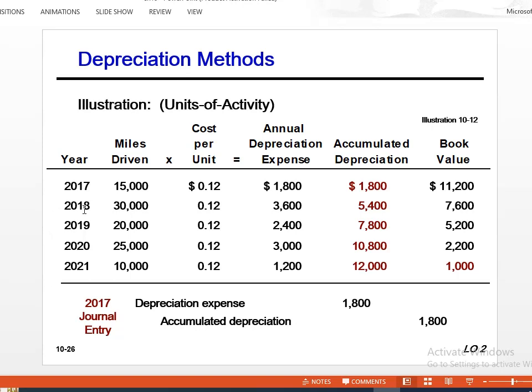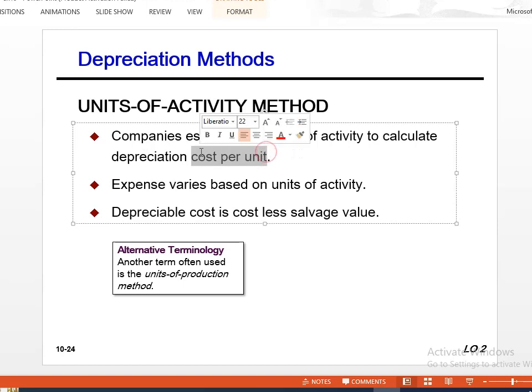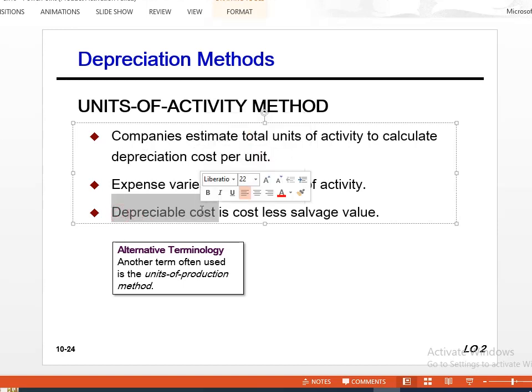So of course, in the data we should provide you how many miles the truck has traveled every year. This data will be given: miles driven 15,000, 30,000, 20,000 every year. I'm telling you how many miles the truck has traveled. The method says I need to calculate per unit depreciation cost, and I need depreciable cost for that purpose.